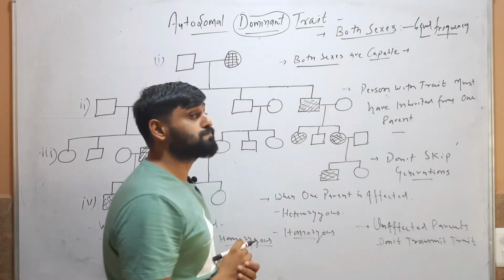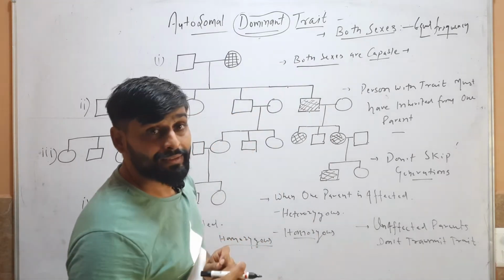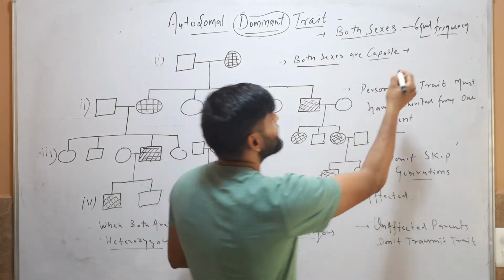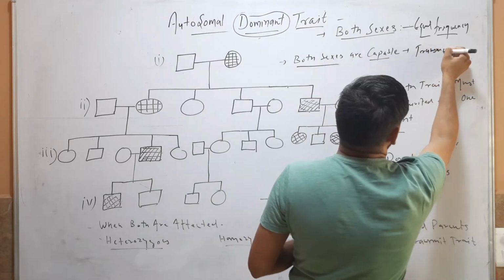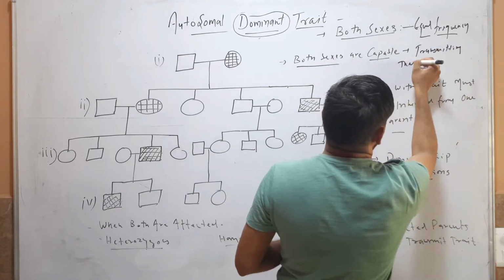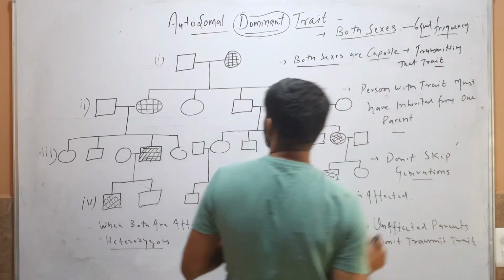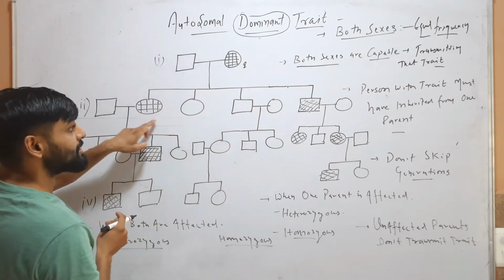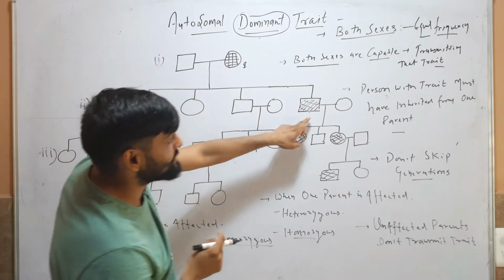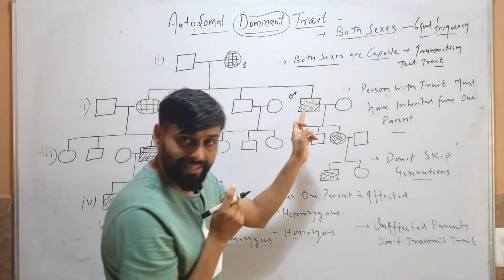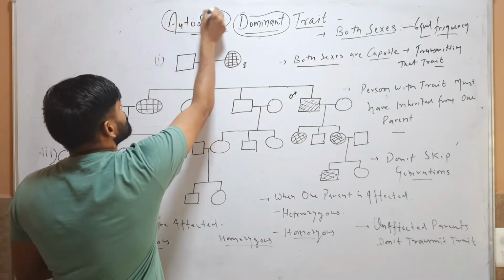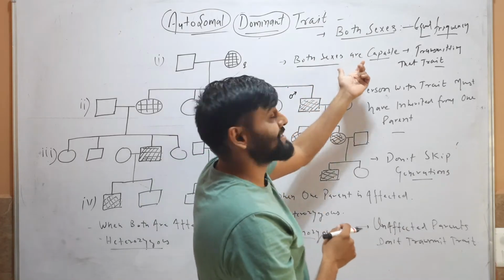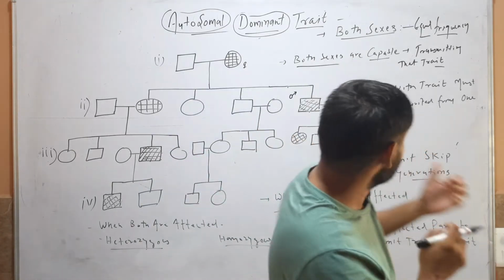Second character is, in case of autosomal dominant trait, both sexes are capable of transmitting that trait. In that pedigree, you can see that here a female is transmitting that trait to the next generation, and here a male is transmitting that trait. So it is autosomal. Autosomal means it is not present on the sex chromosome, it is present on autosomes. So both sexes are capable of transmitting this trait.